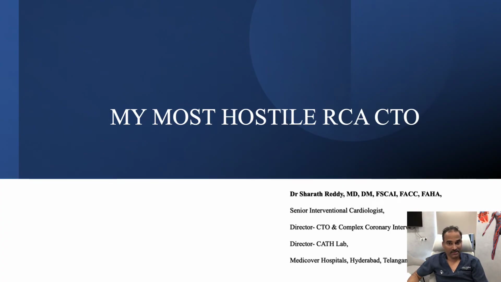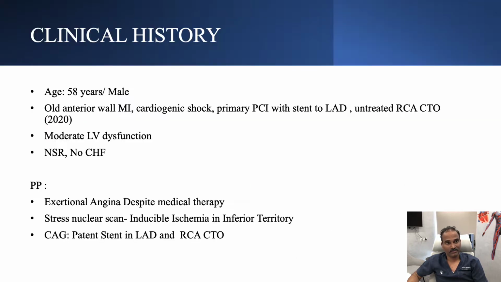So today I'm bringing a case of right coronary artery CTO, which is my most hostile CTO I have done in my career. I'm Dr. A. Sharath, interventional cardiologist, Medicover Hospitals, Hyderabad.